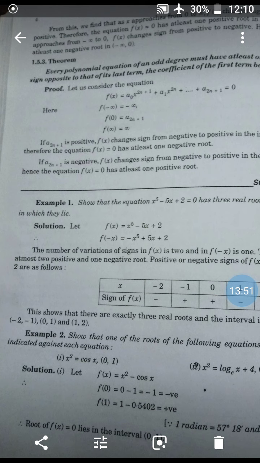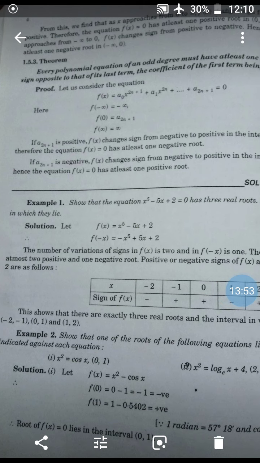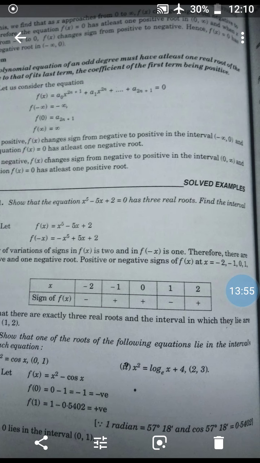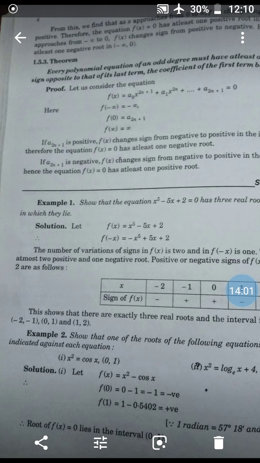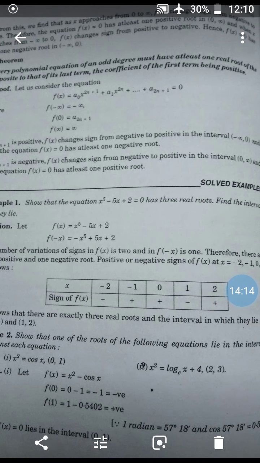f(x) changes sign from negative to positive. In which interval? 0 to infinity. f(x) changes sign from negative to positive in 0 to infinity. That means f(x) equal to 0 has at least one positive root. That depends upon the sign of the last term a2n plus 1. And we have proved the given result.